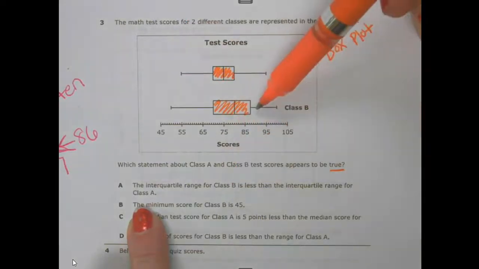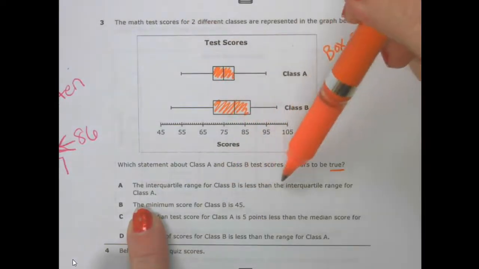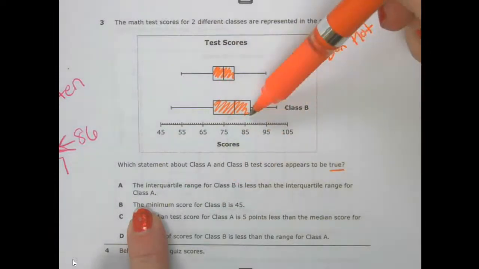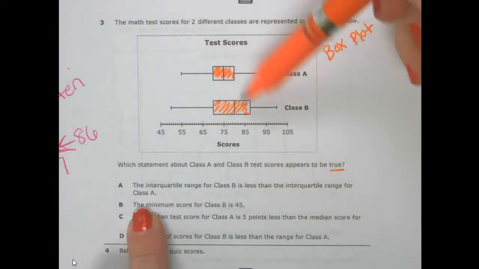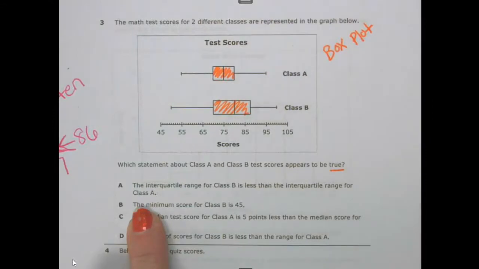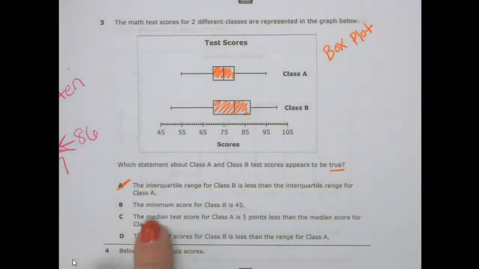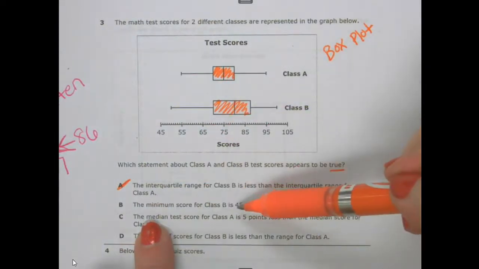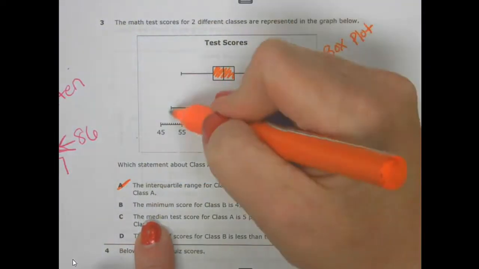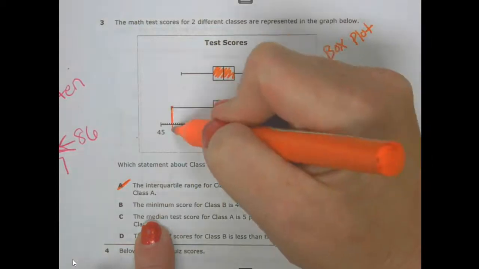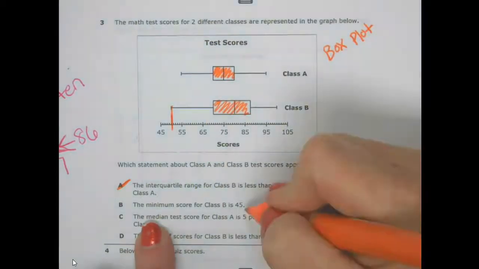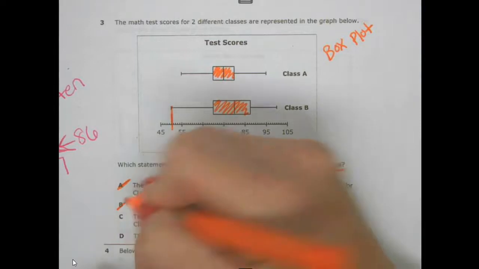Class B is less than Class A. Is Class B bigger or smaller? It is bigger, so it's not less. So that is not true. The minimum score for Class B is 45. Here's Class B. The minimum score is not 45, so that is not true.